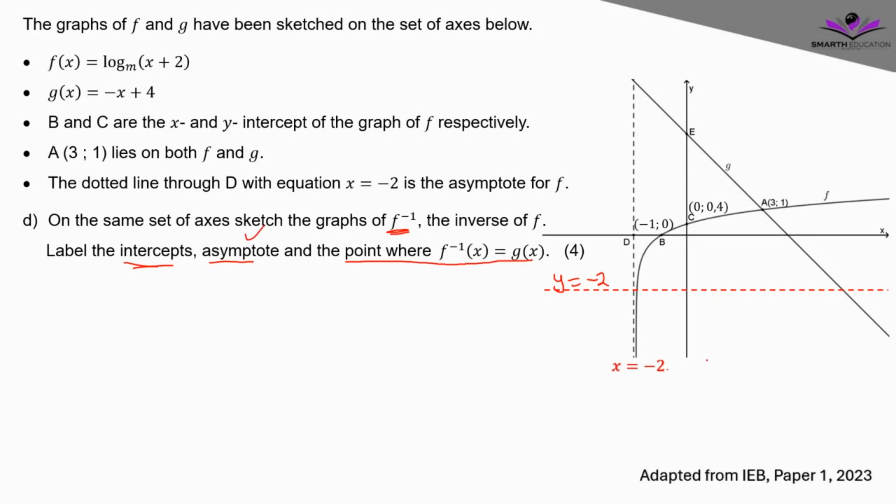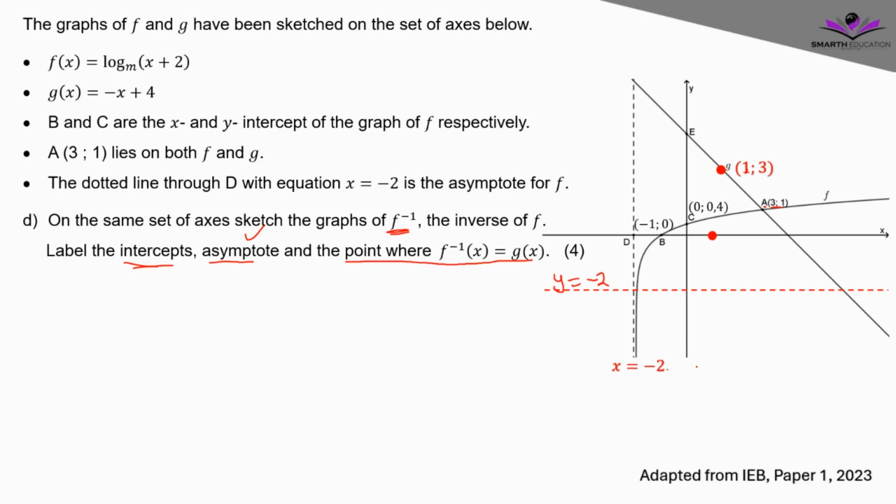What is going to happen here? We have this point where g of x meets f of x. So for the inverse, (3, 1) will become (1, 3). X becomes y, y becomes x. So we interchange x and y, and it becomes (1, 3). So this one is the point (1, 3).